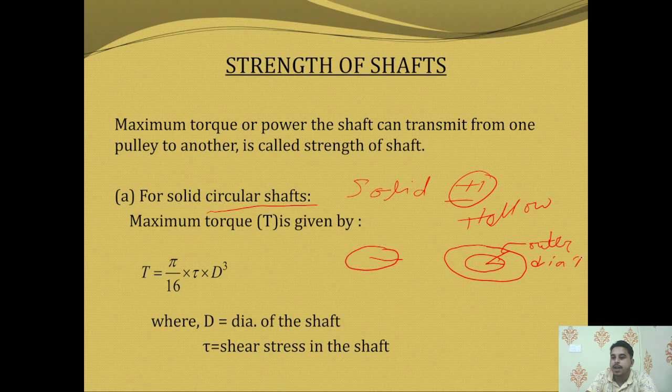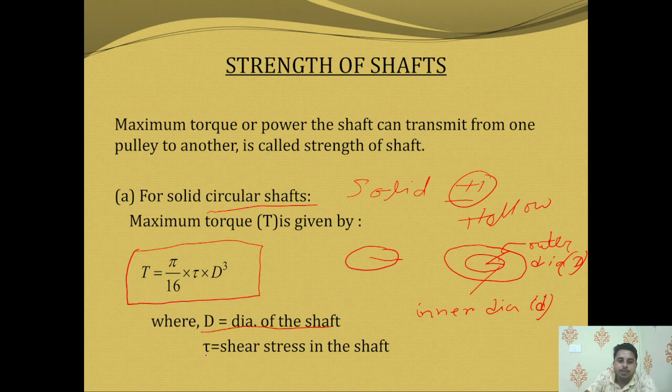It is commonly defined by capital D terms, and the second one is the inner diameter, which is defined by letter d. Okay, so we have to deal with that. For a solid circular shaft, the maximum torque is T equals pi divided by 16 into tau into D to the power 3, where D is the diameter of the shaft and tau is the shear stress of the shaft. We have to remember this formula in order to find the maximum torque.